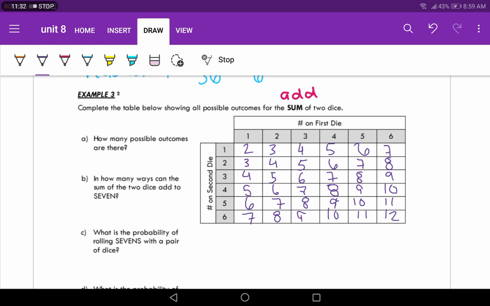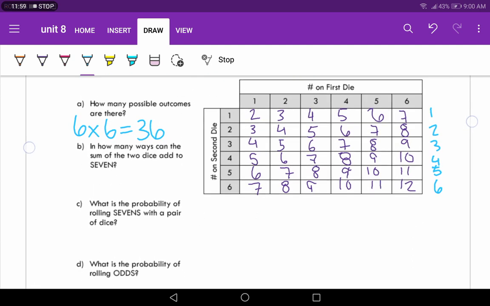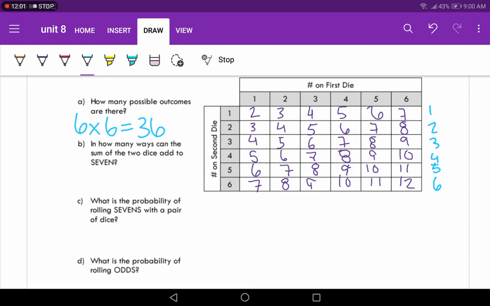Okay, so part A says how many possible outcomes are there? So again, we just have to count 1, 2, 3, 4, 5, 6, right? So 6 possible outcomes there, 6 across the top. So again, 6 times 6 equals 36. Okay, and again, if you counted all those squares, you could double check, it would be 36.